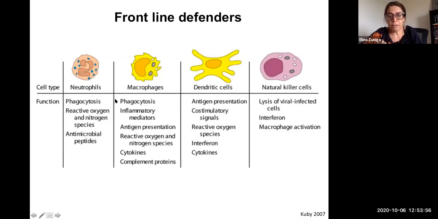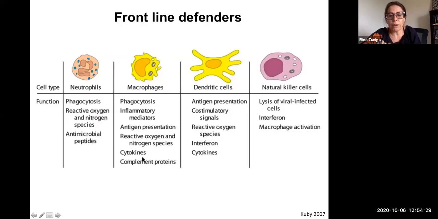Macrophages also are very important for phagocytosis. They are also important for releasing many inflammatory mediators. We talked about how they can participate in antigen presentation. So they are antigen presenting cells to activate T cells. They also have reactive oxygen and nitrogen species in their lysosomes where they can destroy the pathogens. And again, they will produce cytokines, which are these inflammatory mediators as well.